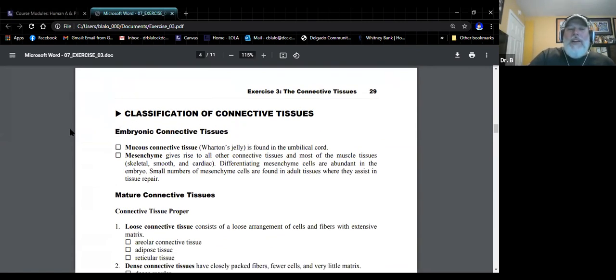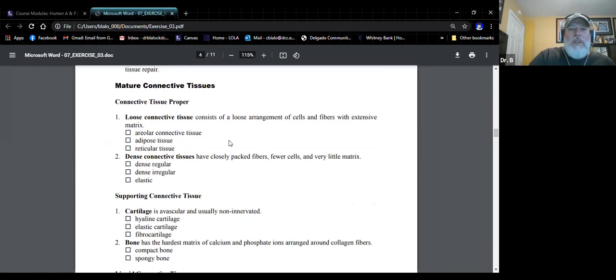Embryonic connective tissues, I don't typically spend a lot of time talking about. We touched on mesenchyme earlier, because we know that the mesoderm is what we're going to use to give rise to connective tissues. So just make sure that you remember, when you're identifying these connective tissues, that all connective tissues come from mesoderm and mesenchyme, as far as the embryonic layer. But don't worry about the Wharton's jelly, the mucous connective tissue that we find in the umbilical cord. I don't typically ask you any questions about that.